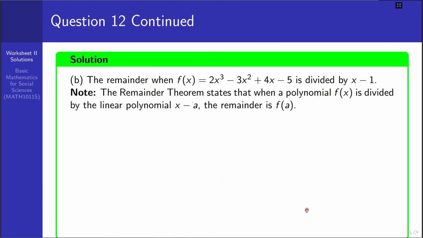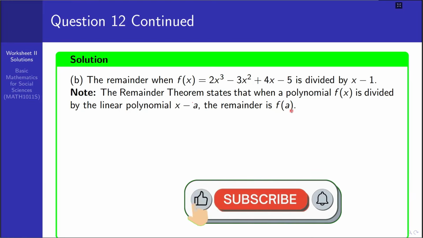Next question, question number B. We are asked just to find the remainder when f of x, this expression, is divided by x minus 1. We have this remark, the remainder theorem. The remainder theorem states that when a polynomial f of x is divided by the linear polynomial of this form, that is x minus a, the remainder is always f of a.